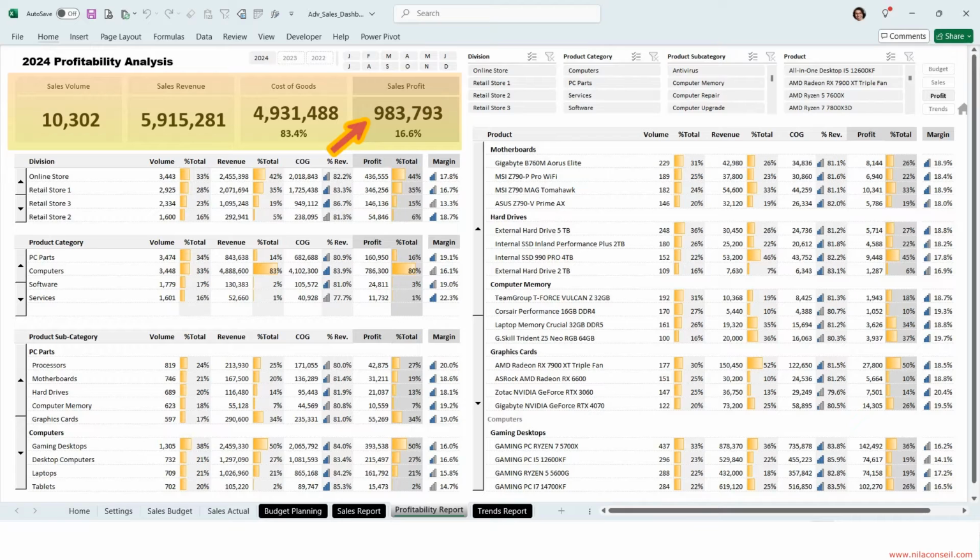$983,000 profit was generated from $5,915,000 total sales. The 16.6% profit margin. Most of sales are made online. This channel generated 44% of total profit. Highest profit margin is made by retail store too.